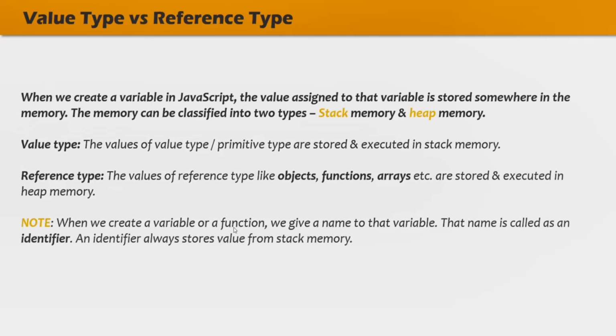So these variable names are also called an identifier. And an identifier will always store a value from stack memory. Remember this point very carefully. An identifier will always point to a memory address in stack memory. Keeping all these points in mind, let's now try to understand value type and reference type with an example.